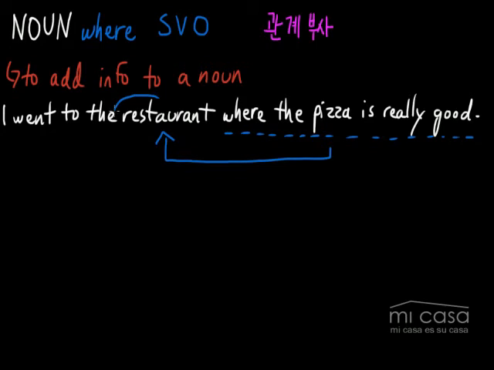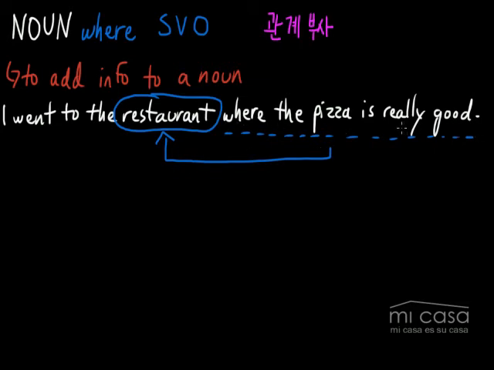So let me just circle restaurant. This is the noun that this sentence right here is talking about. So this restaurant has really good pizza. And in Korean, how would you translate this? Basically, you would say 피자 맛있는 집에 갔어요. Or 맛있는 피자집 갔어요. Something like that. But in English, you have to use this where and then a full sentence.